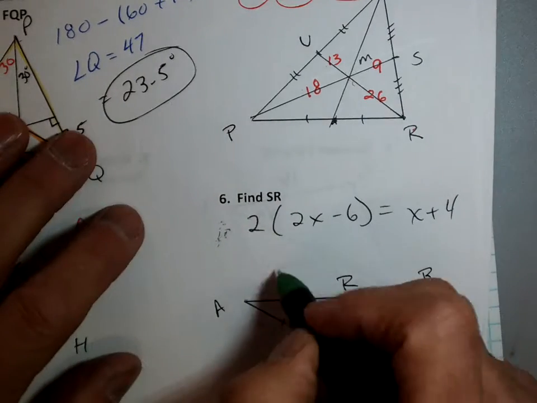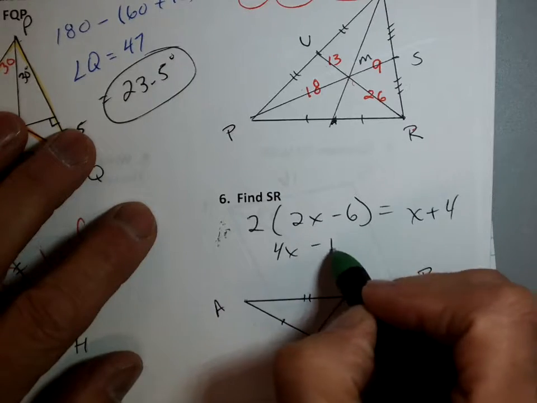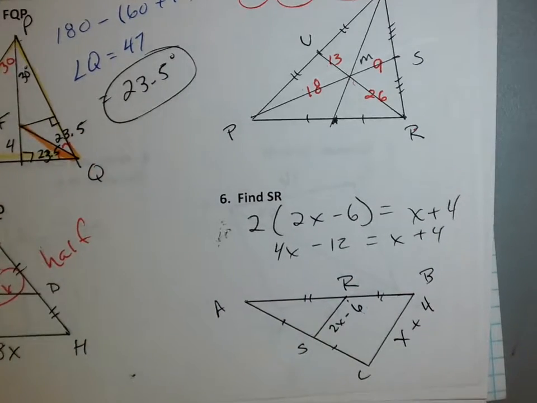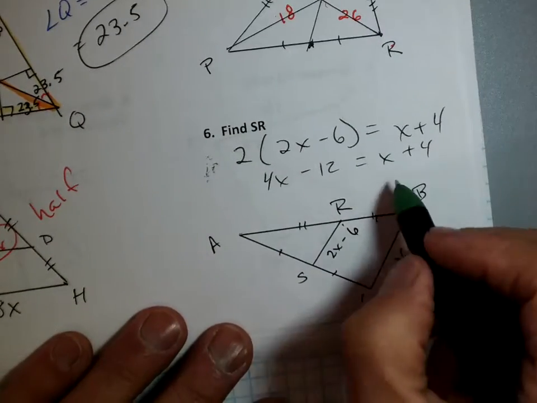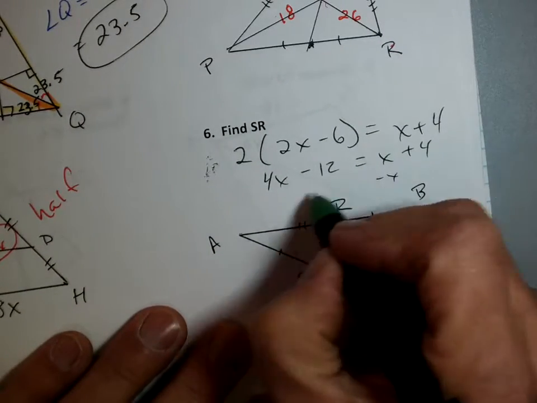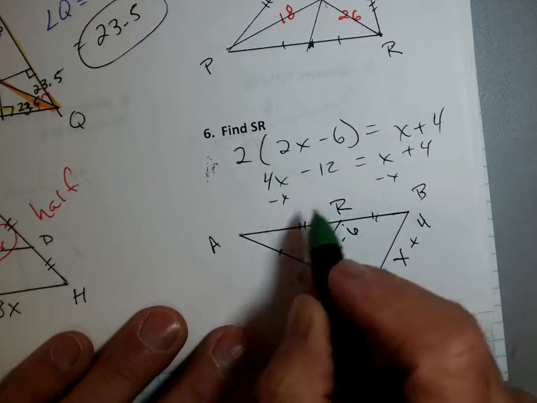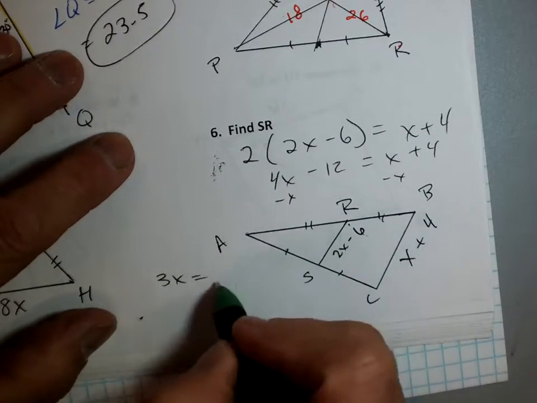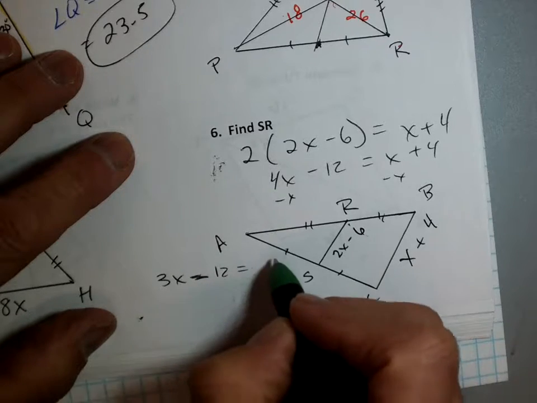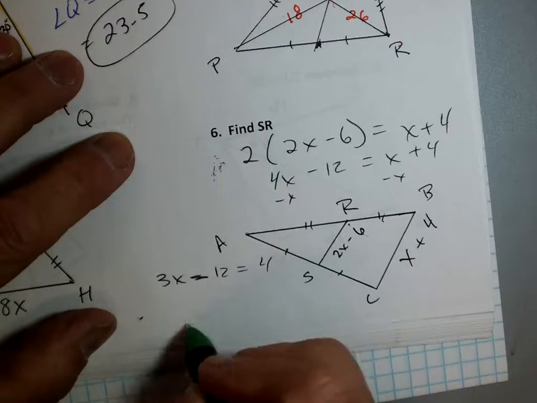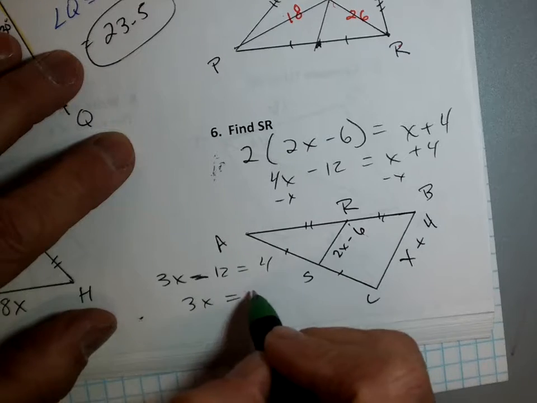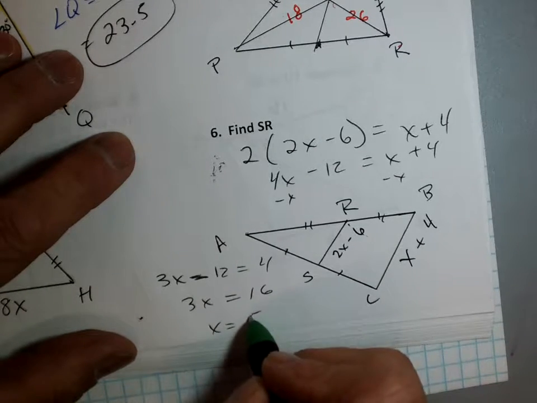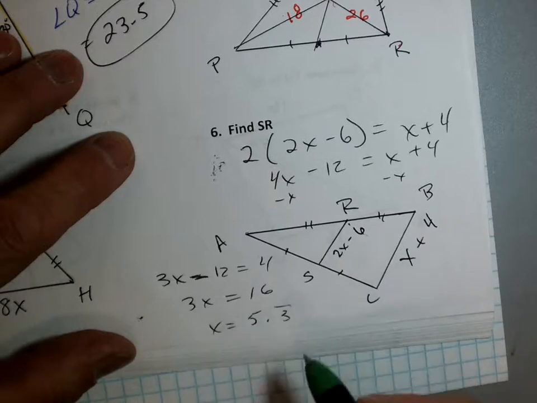Okay, now let's just solve. I got a 4x minus 12 equals an x plus 4, right? And then I go minus x, minus x. I'm going to have to squeeze all this over here. I'll have 3x minus 12 equals 4, plus 12, plus 12, 3x equals 16. Divided by 3, x is 5.3 repeating, or 5 1/3.